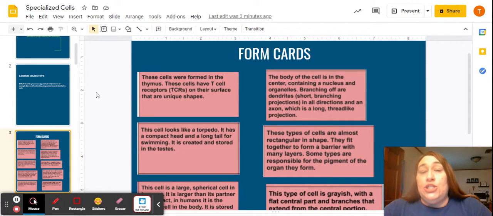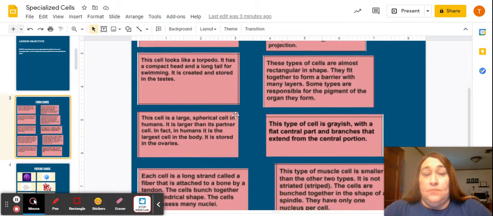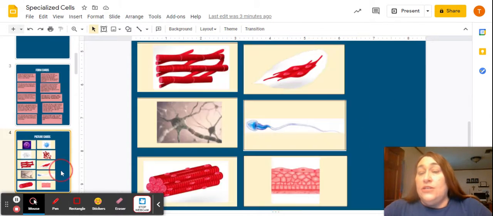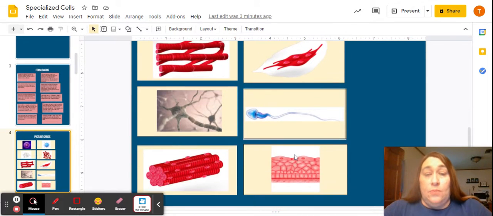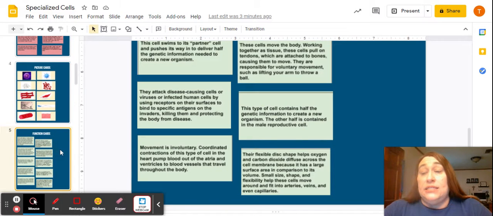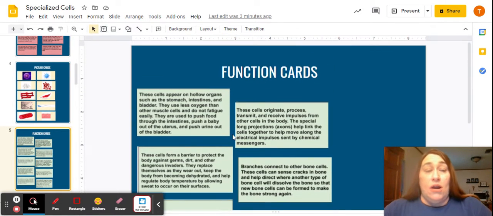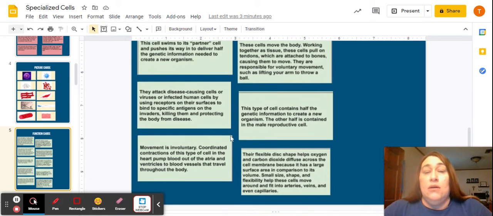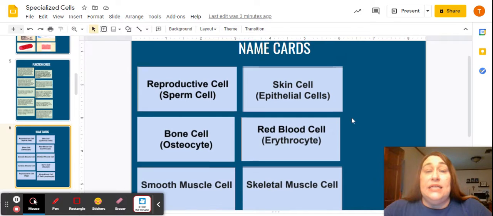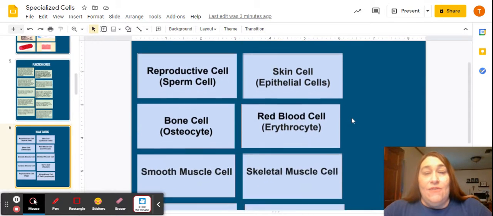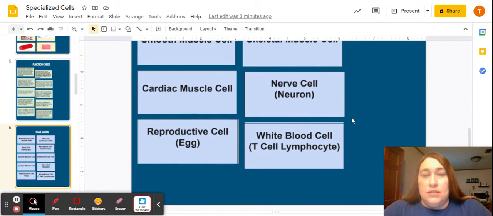Okay, so what you're going to do is go to the slide that says form cards. And you notice that there are 10 cards here. And then there's another slide called picture cards, and there are 10 cards here. The next slide says function cards, and there are 10 cards here. And the final slide says name cards, and there again are 10 cards.